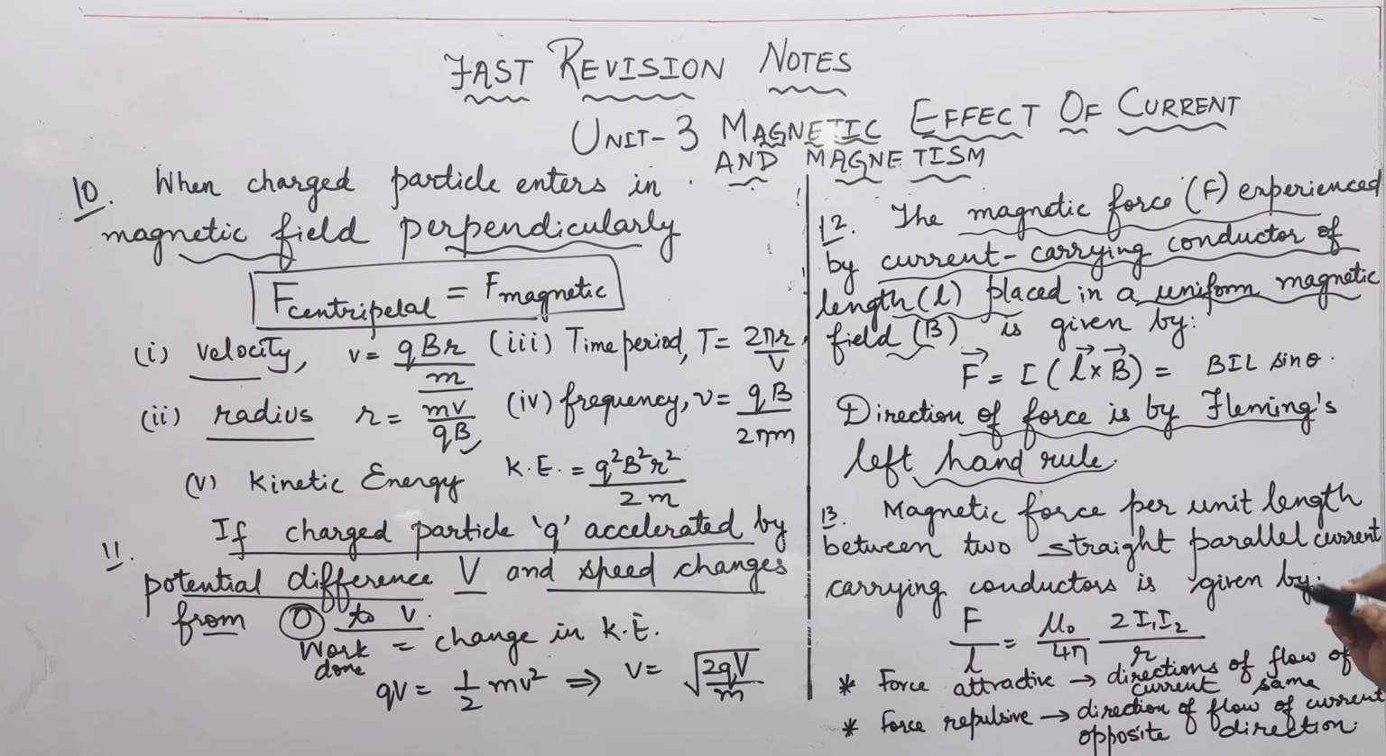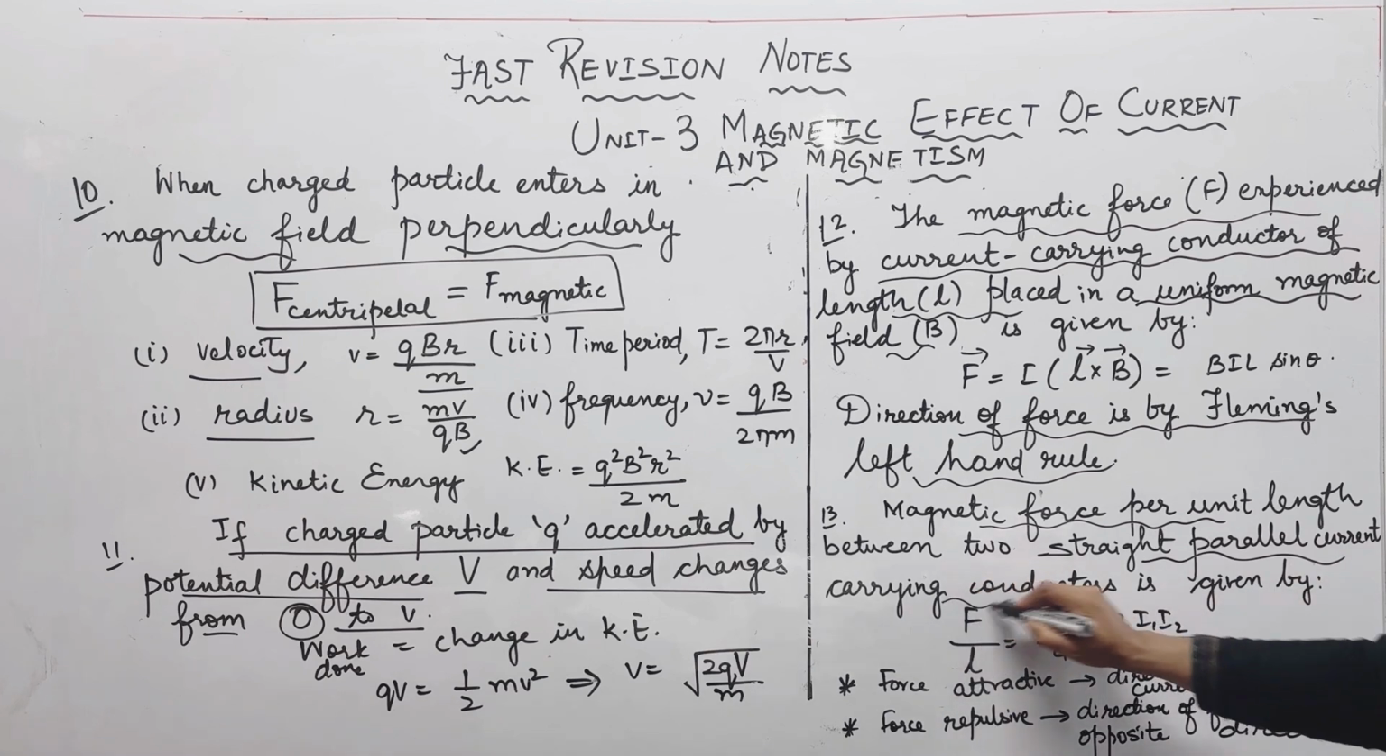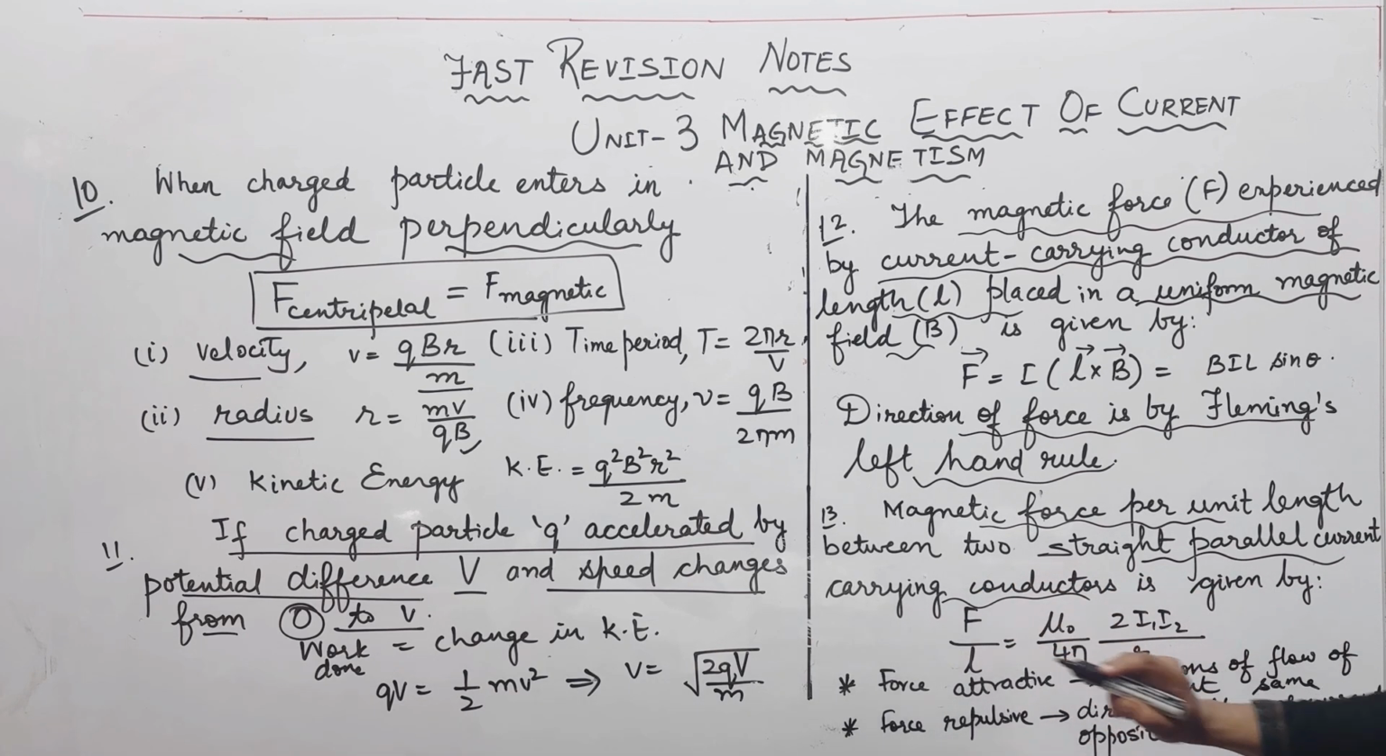Then is the 13th point. This is about the magnetic force between two parallel straight current carrying conductors. In this, the force per unit length is given by mu naught upon 4 pi times 2 I1 I2 by R, where R is the distance between the two wires. The force between the two wires is attractive if the direction of the current is the same, and the force is repulsive if the direction of flow of current is opposite.